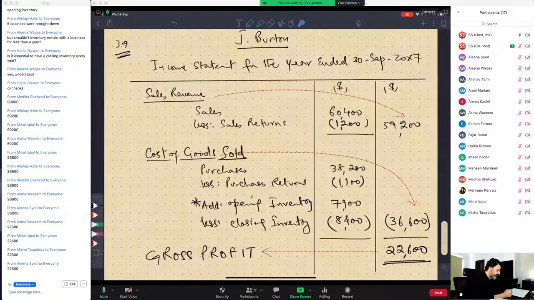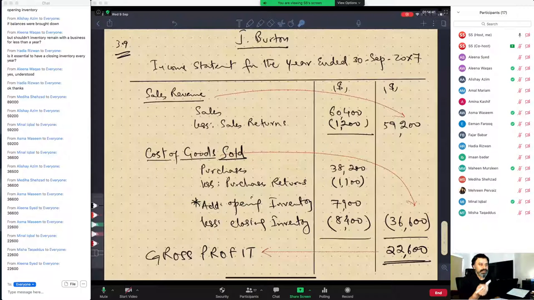For example, closing inventory means that the goods which remained unsold at the end of the year. So these goods were not sold. If these were never sold, these should not be a part of the cost of goods sold. That is why we subtract. We understand closing inventory, subtract any reason kya? Please give me your feedback in participants window.